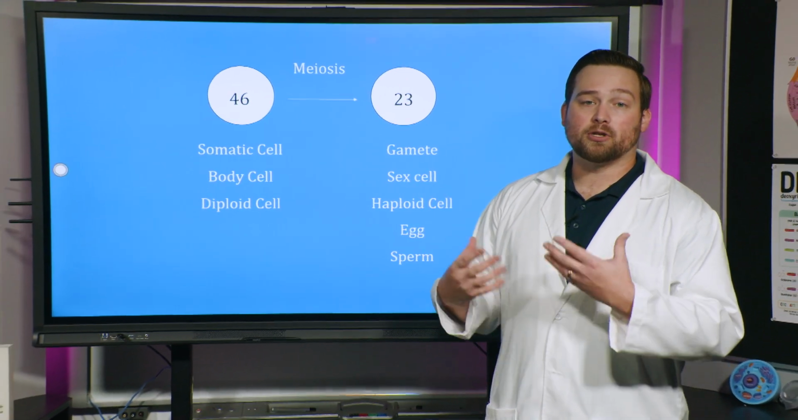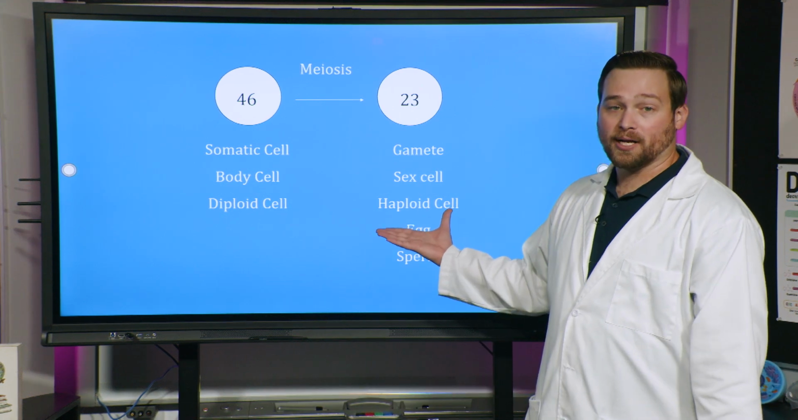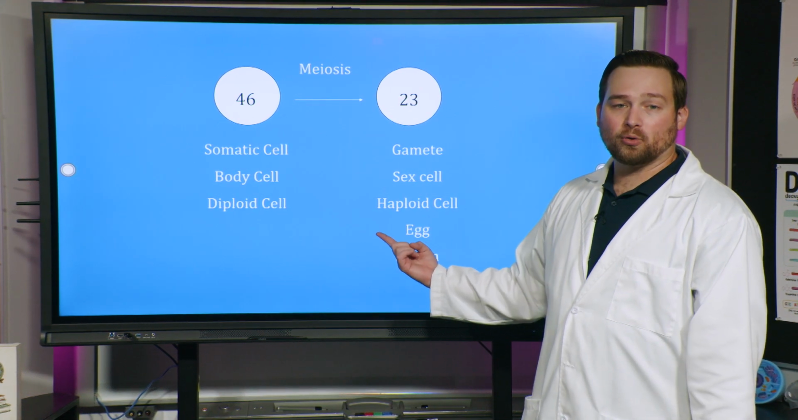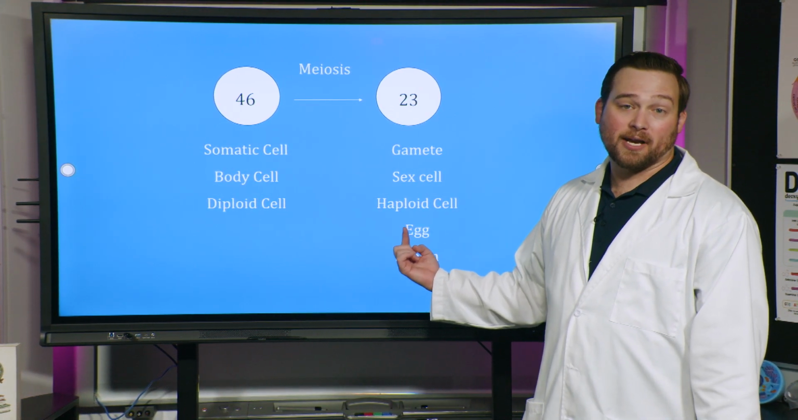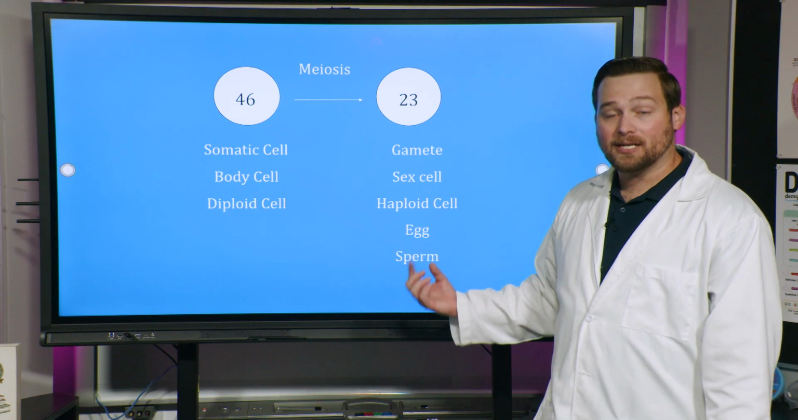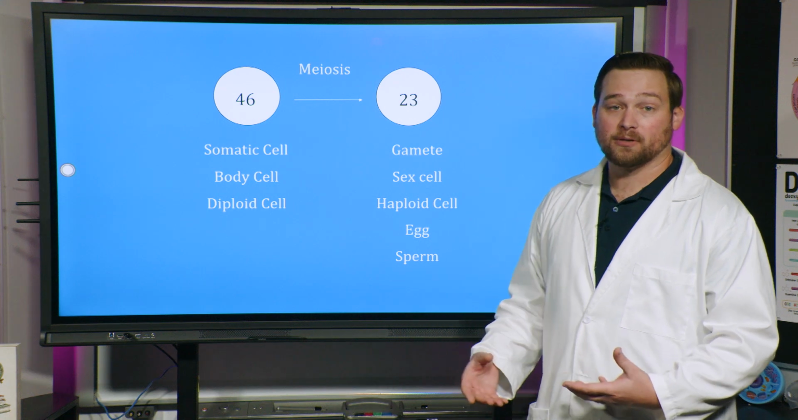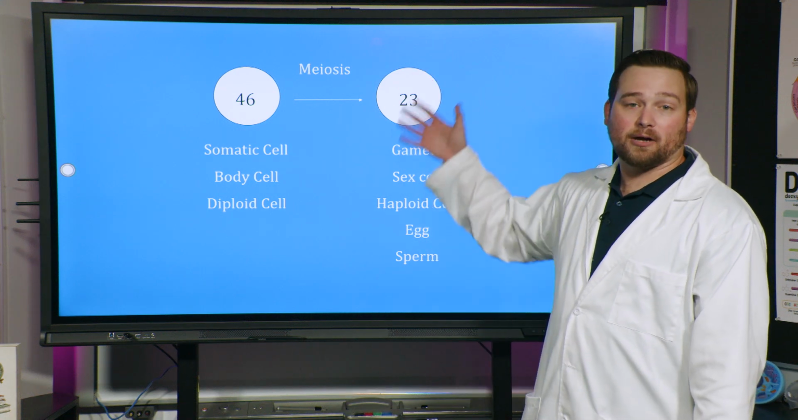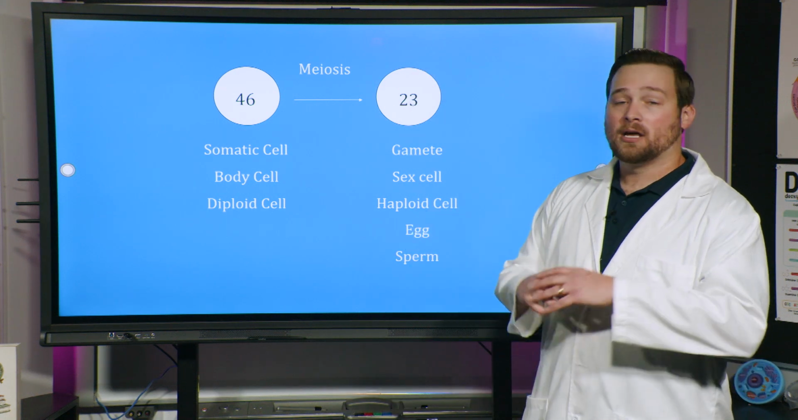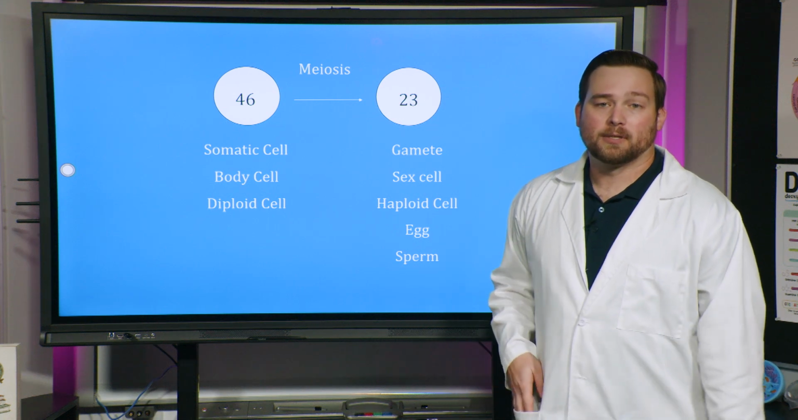Some other words that we would use to describe this would be haploid. To me, if you look at the word haploid, if I replace that P with an F, it would have the word half in it. That's how I remember this. Haploid cells have half the number of chromosomes. And again, only your sex cells are like this. So egg and sperm are like this. No other cells are like that.